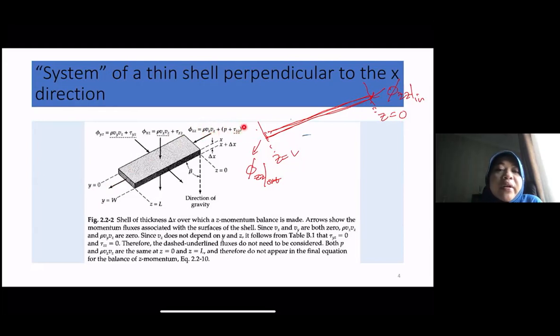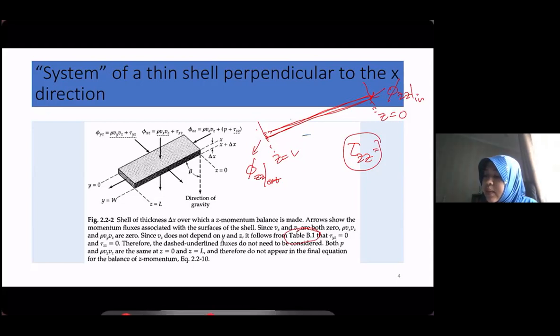If you're wondering what tau ZZ is, from Newton's law tau ZZ is actually equal to... I think for the formula we can open the table. We should follow table B1. So let's have a look at table B1 there.